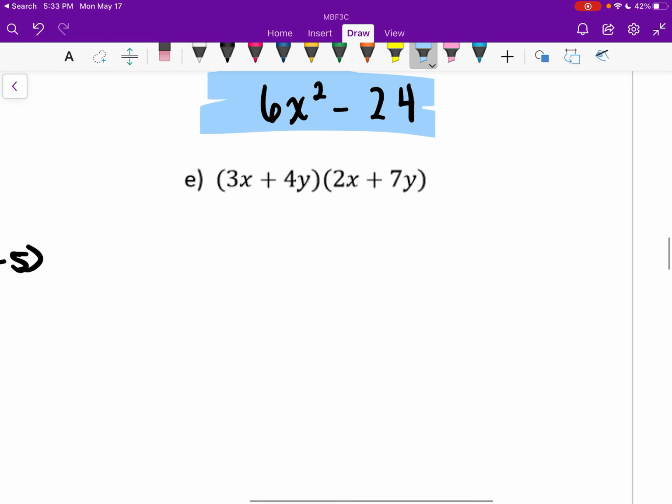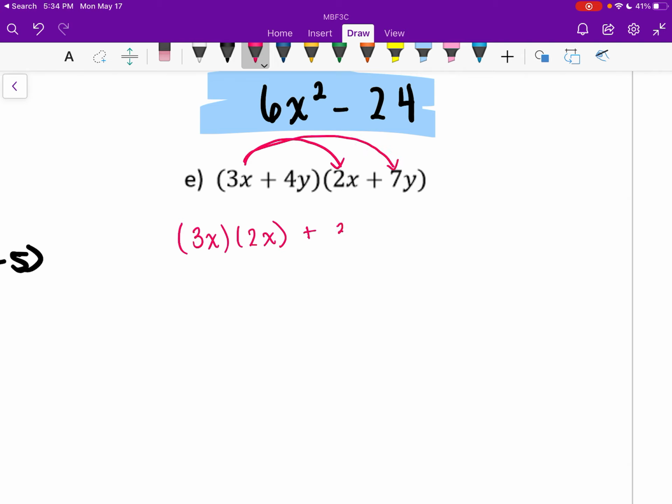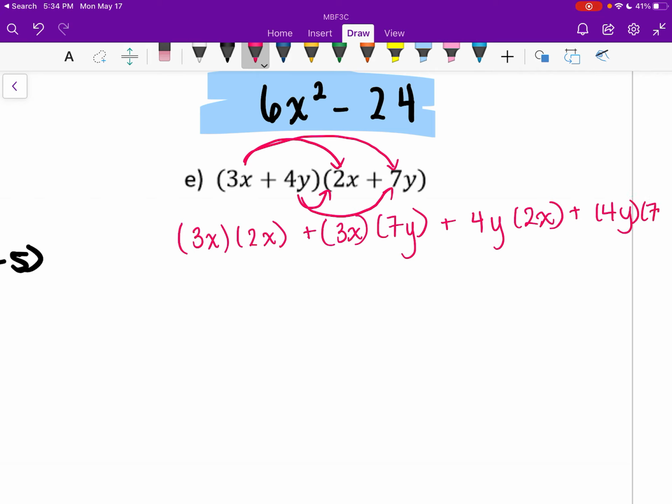Moving on, let's do this one. This is a little bit more complicated. So let's start off with our 3x and multiply it to our two variables over here. So we're going to do 3x times 2x plus 3x times the other number in there, which is 7x. Right, and then we're going to move on to our next part, 4y times 2x, and then 4y times 7y. And now I've distributed those two together, so let's just do the math.